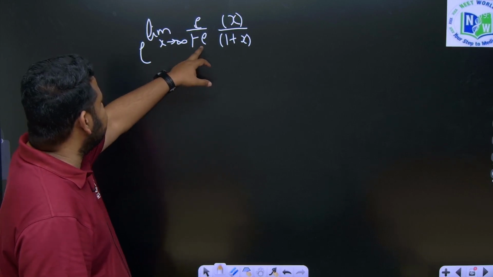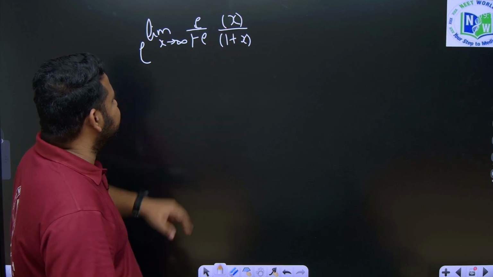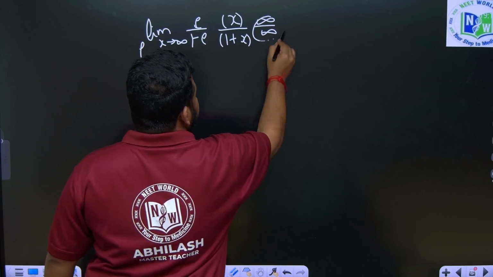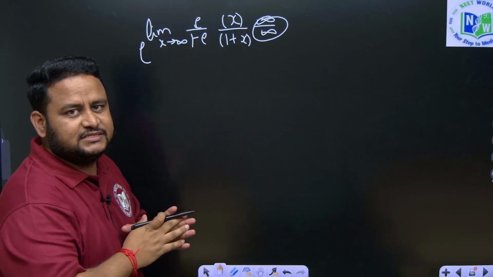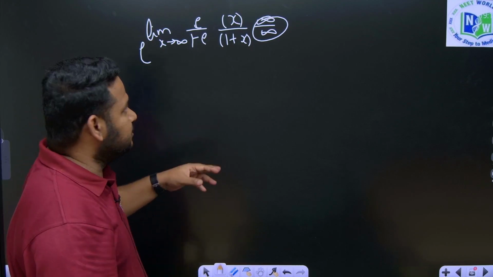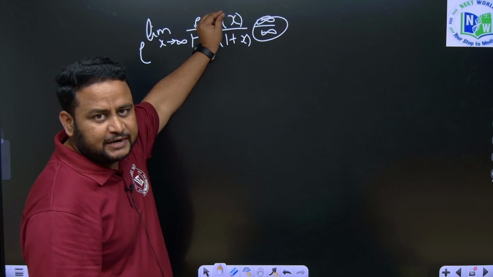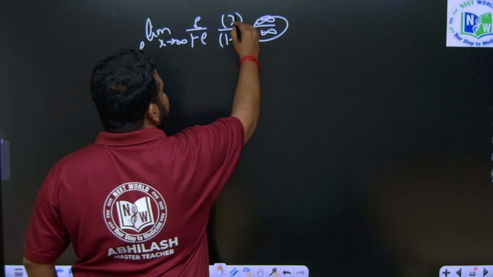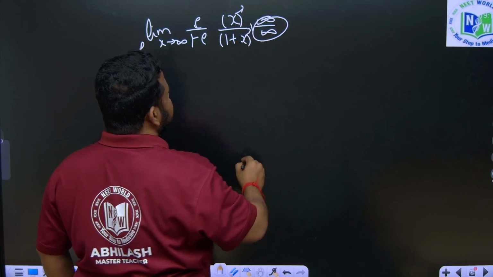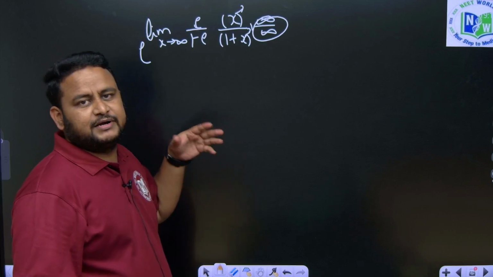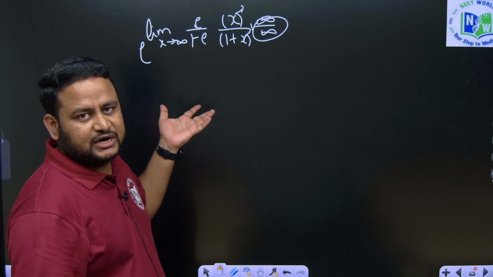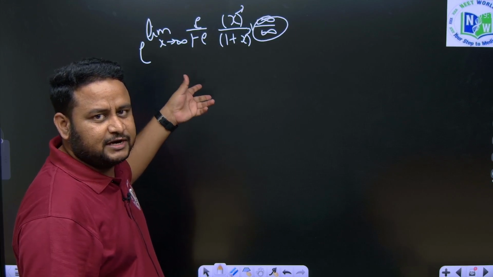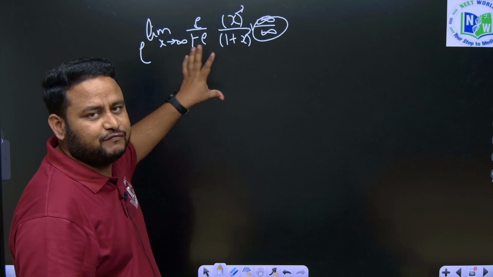Now if you apply infinity here, this is what? Infinity by infinity form. Correct? This is infinity by infinity form. When it is infinity by infinity form, we know the trick. We have to look at the power of the numerator and the power of the denominator. Here the power of the numerator is 1, and the power of the denominator is also 1. So when the powers of numerator and denominator are equal, the answer will be the coefficient of the highest power of the numerator divided by the coefficient of the highest power of the denominator.